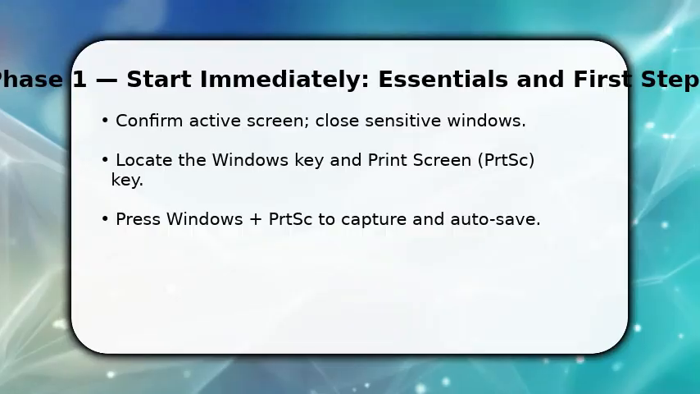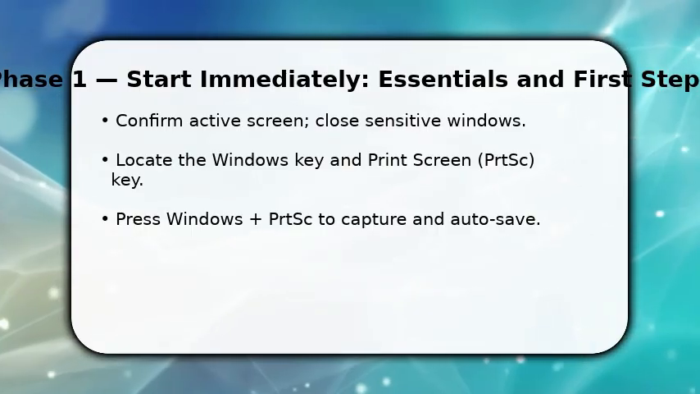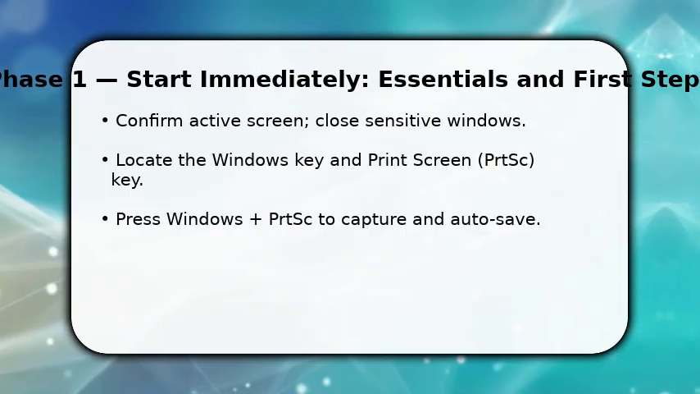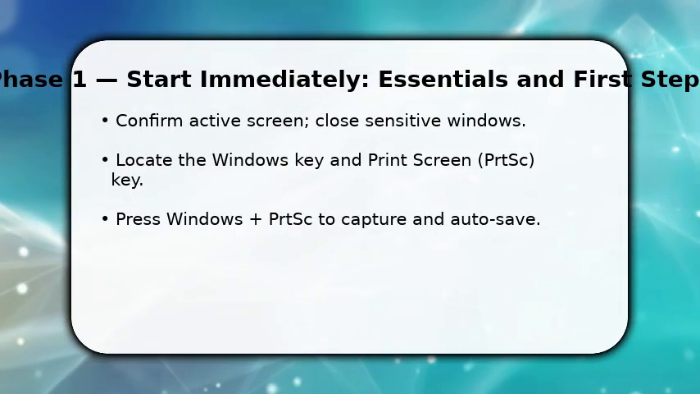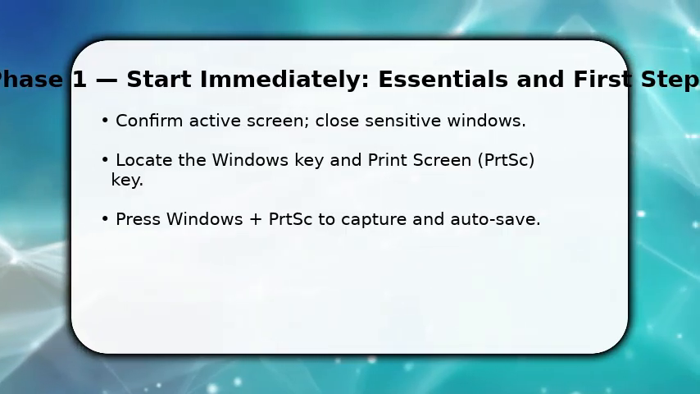Enjoy the video. You are going to take and save a full screen screenshot right now. First, make sure the screen shows exactly what you want. Hide passwords or private tabs. Once ready, place one finger on the Windows key and another on PRTSC, then press them together.